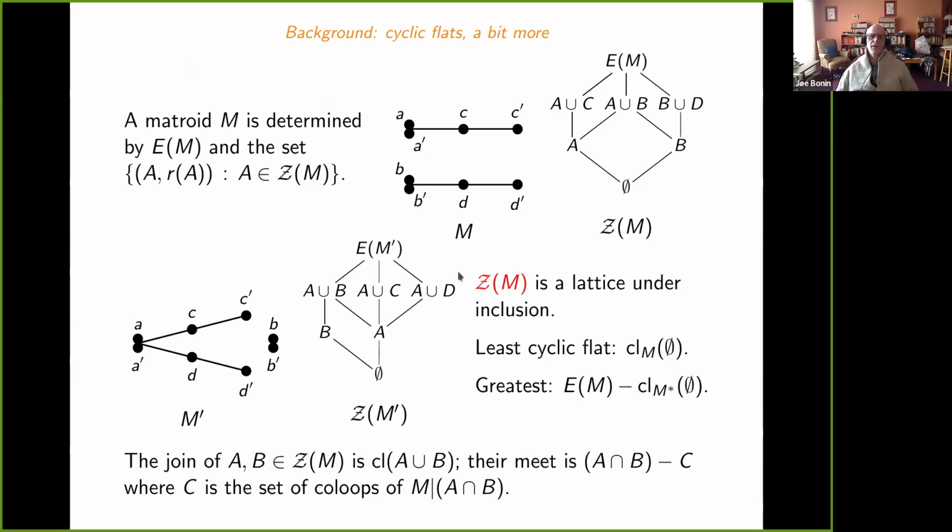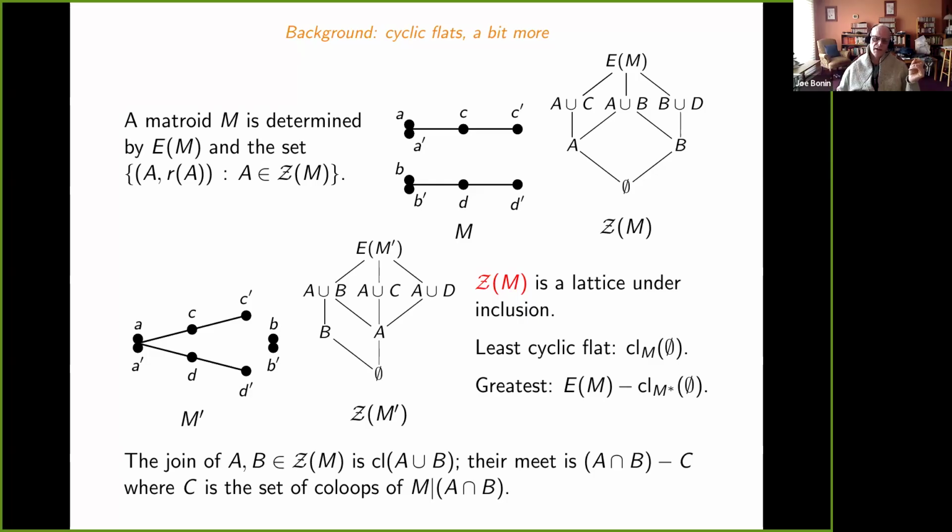It's a basic fact that a matroid is determined by its cyclic flats and their rank. You could actually write down the rank function of the whole matroid in terms of the cyclic flats and their rank very nicely. The cyclic flats always form a lattice. All flats form a lattice, a geometric lattice. Out of the cyclic flats, you can actually get any finite lattice up to isomorphism.